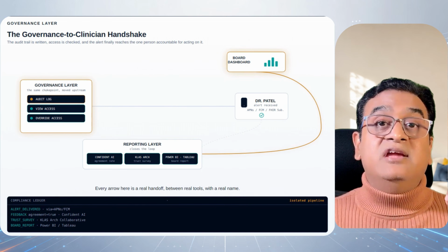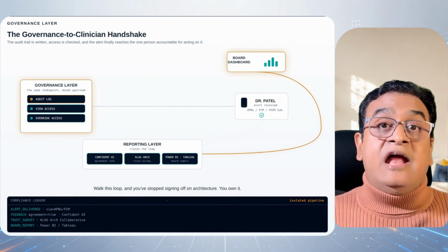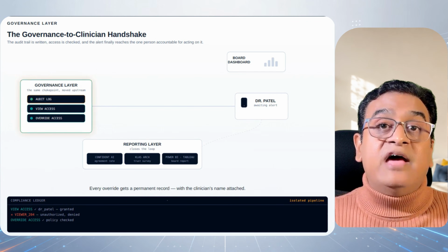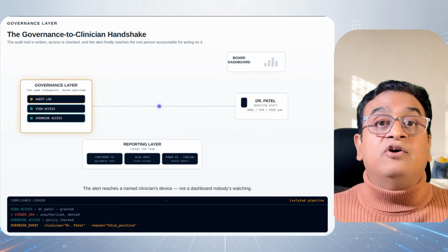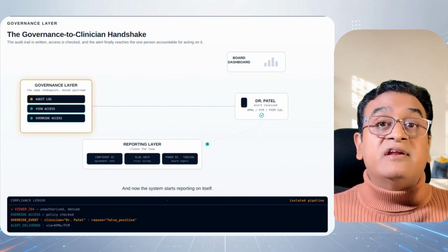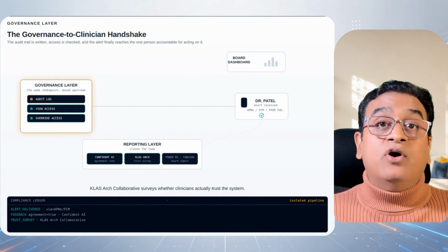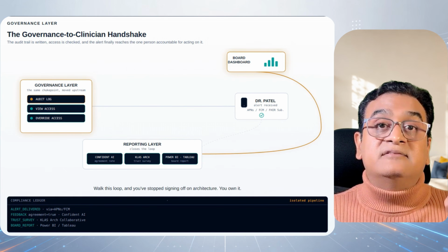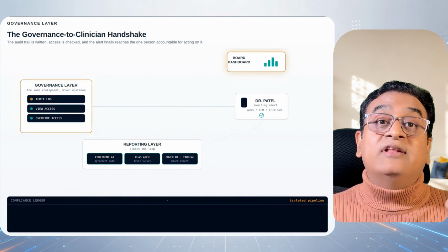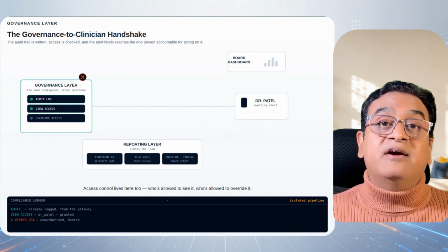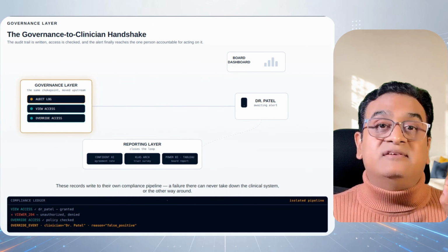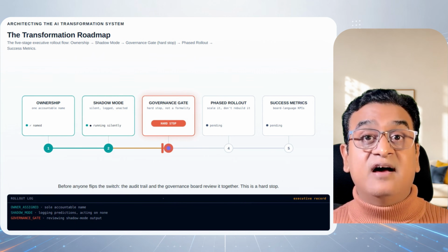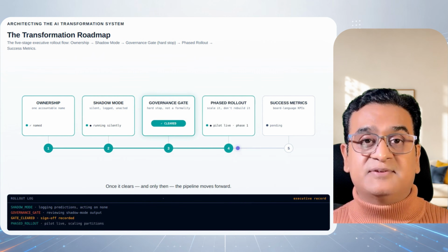That's the whole journey, device to clinician and back to your boardroom dashboard. Every single arrow in the figure is a real handoff between real tools with a real name. And once you can walk that loop the way we just did, you have stopped being a director who simply signs off on architecture. You have become one who actually owns it. Now, let's move on to our next section, architecting the AI transformation system.